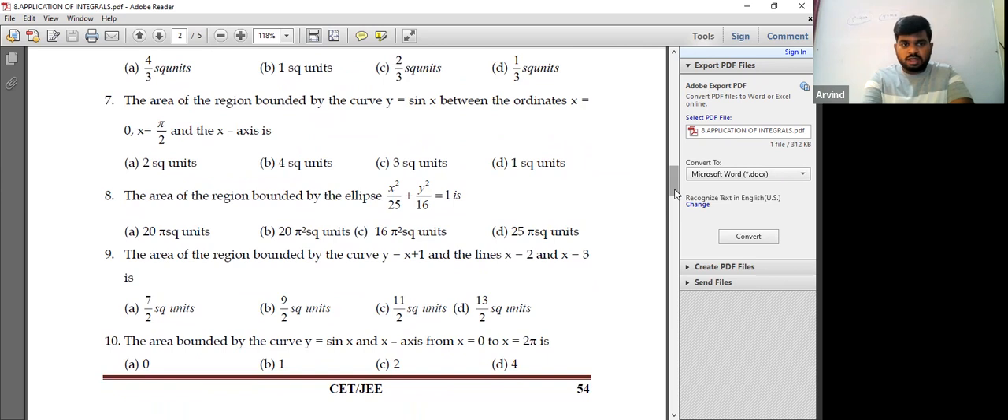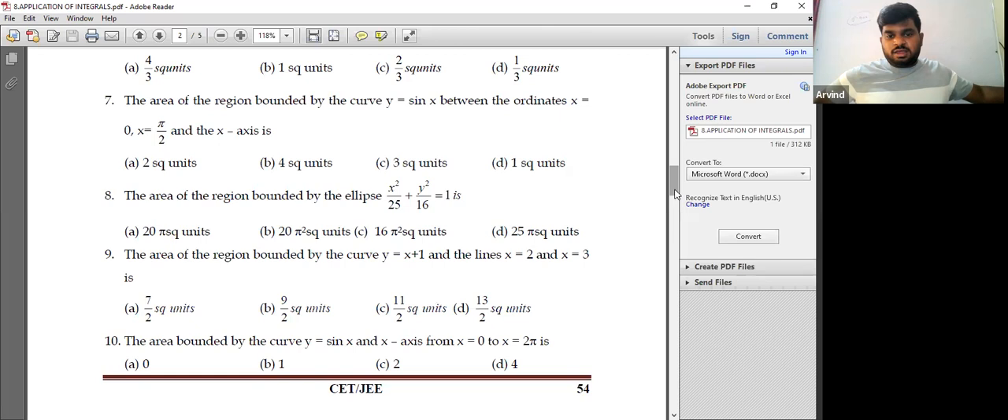We know the formula. The area of the region bounded by the ellipse x square by 25 plus y square by 16 is equal to 1. I gave you the formula. What is the formula? Pi AB. For an ellipse, it is pi AB. So a jagdali x square by a square actually. So x square by 25 na 5 square anta barkobodu. So a value is 5, b value is 4. So pi AB andre pi into 5 into 4. So it will become 20 pi square units. That is option A.